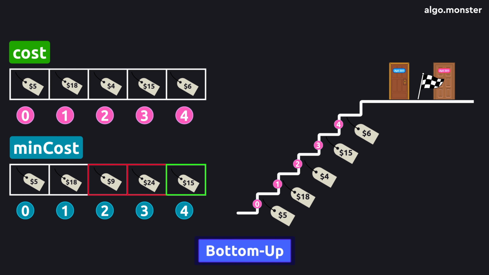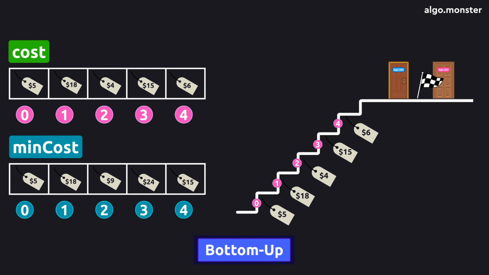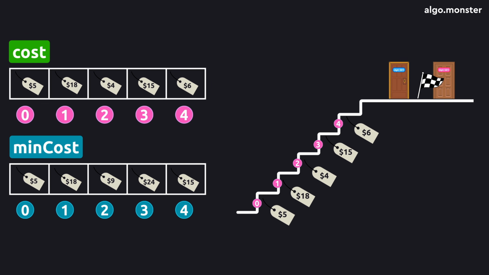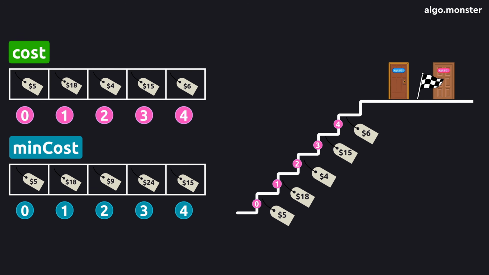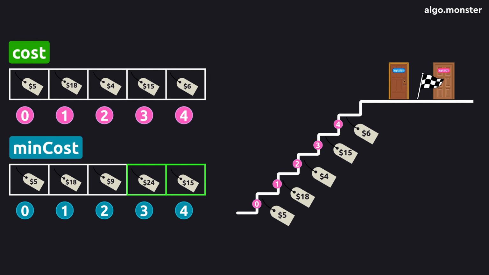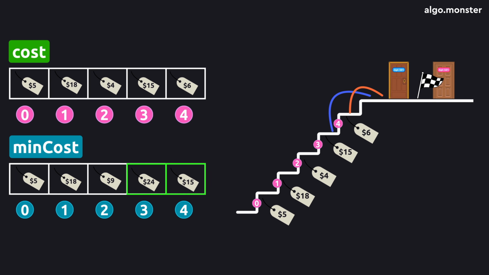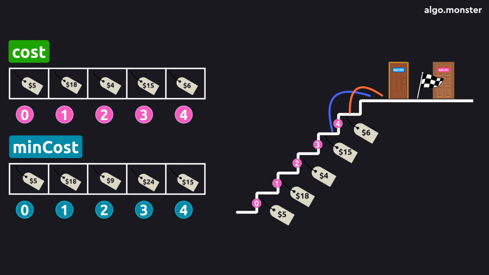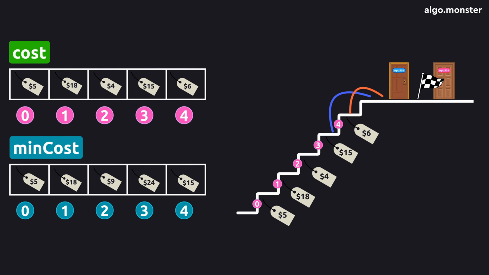This is the classic bottom-up approach. We start with the base values and gradually build up to the final result. As a result, we end up with the min-cost array that makes solving the problem straightforward. We simply take the minimum cost from the last two stairs, because from either of them, we can reach the floor. This is very similar to the previous problem, and that's exactly the power of recognizing patterns.